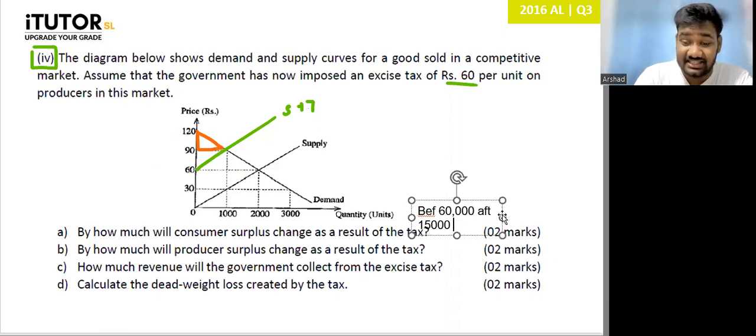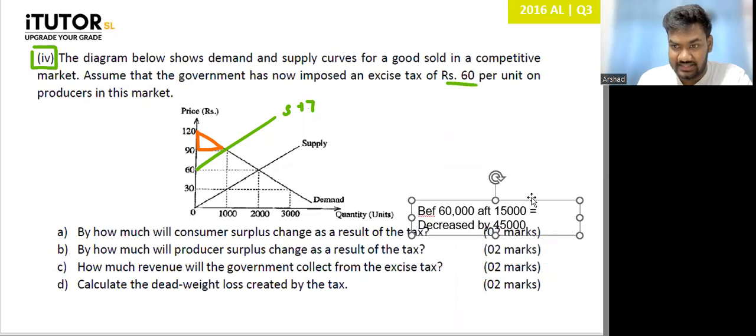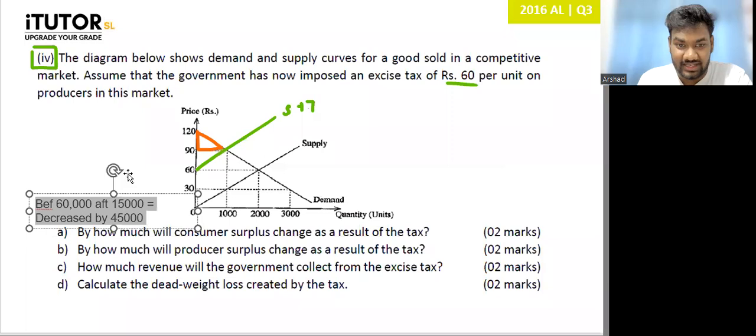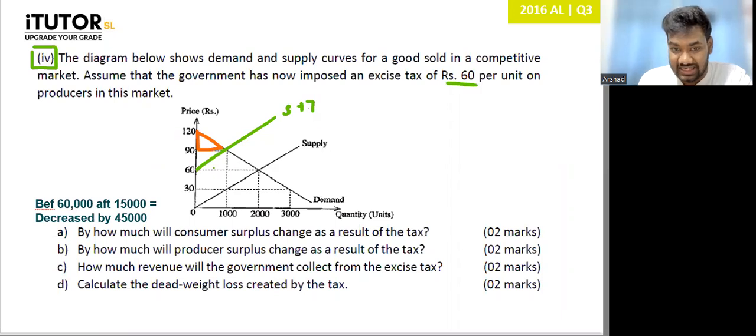So what is the change in consumer surplus? You can say it has decreased by 45,000, or you need to say minus 45,000. If they say tax burden of producer, I'll come to those, give me a second. That is the first one. Is that okay, guys? First answer: before 60, after 15, so the decrease is 45,000. I'm hoping you all know how to find the areas. The green area is the consumer surplus before the tax. The orange area is the consumer surplus after the tax.